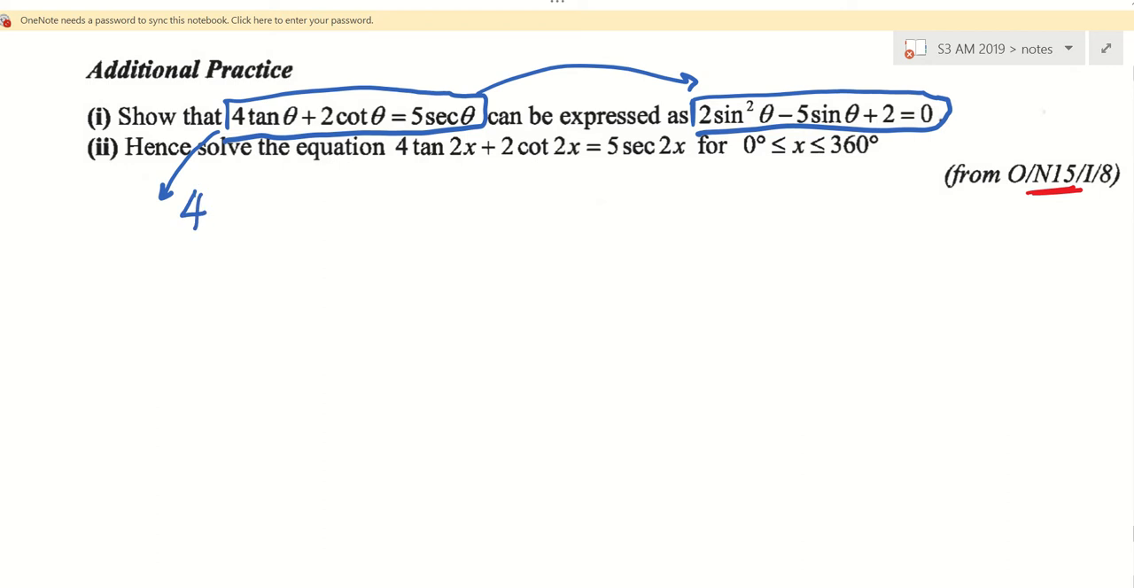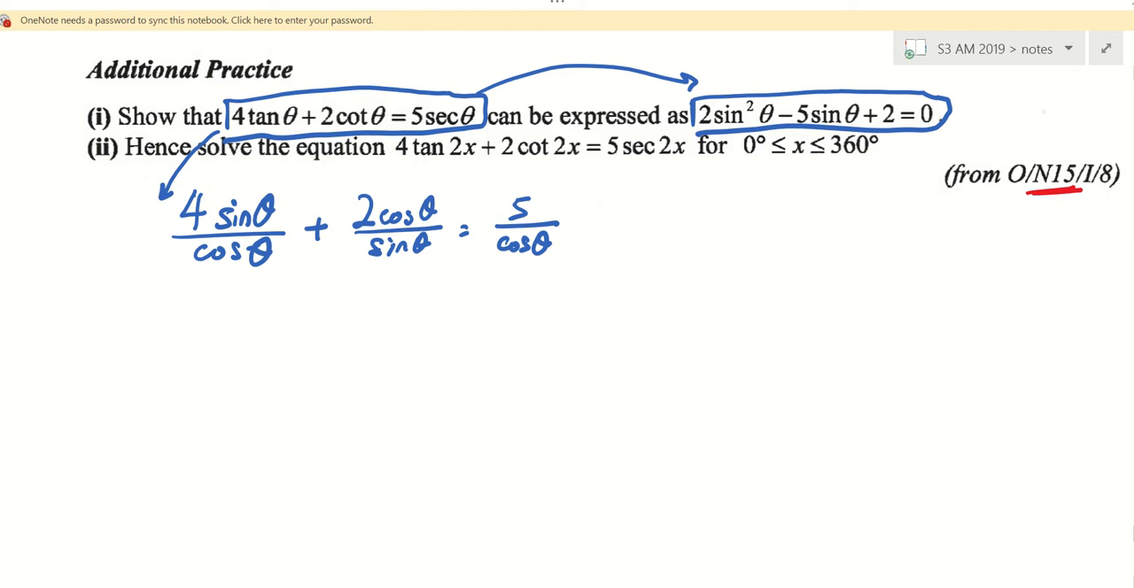Can you tell us what is tangent? Need to remember. Can you tell us what is cotangent? So can you please write that down? Can you tell us what is secant? Secant, 1 over cosine. Very good. So I have something like that. What do you think is the next step?